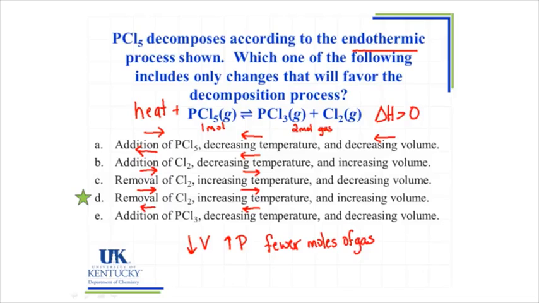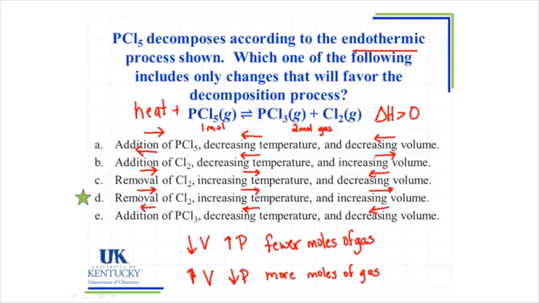When I increase the volume, it's going to shift to the right because I'm favoring the more moles of gas, because as I increase the volume, I decrease the pressure, and our system is going to try to compensate for that by making more moles of gas. So we're going to favor, in this case, the right side, or favor the decomposition process. Decreasing volume is to the left, increasing is to the right.